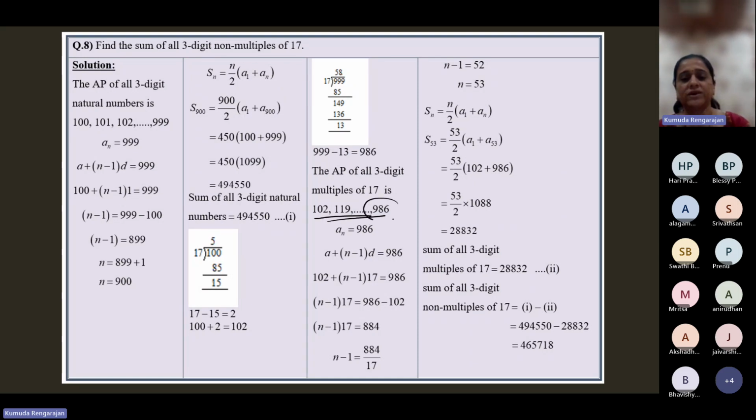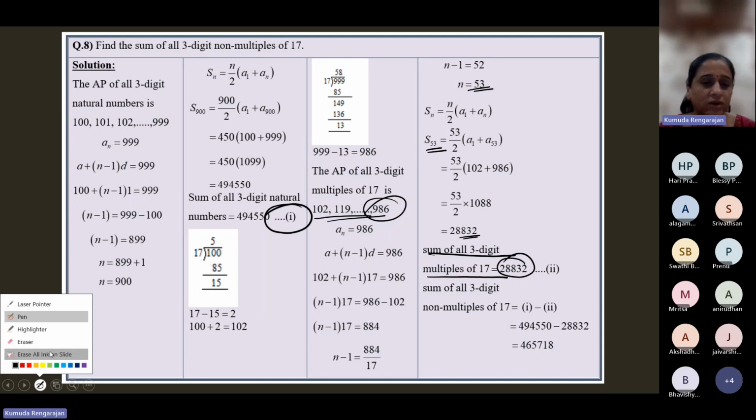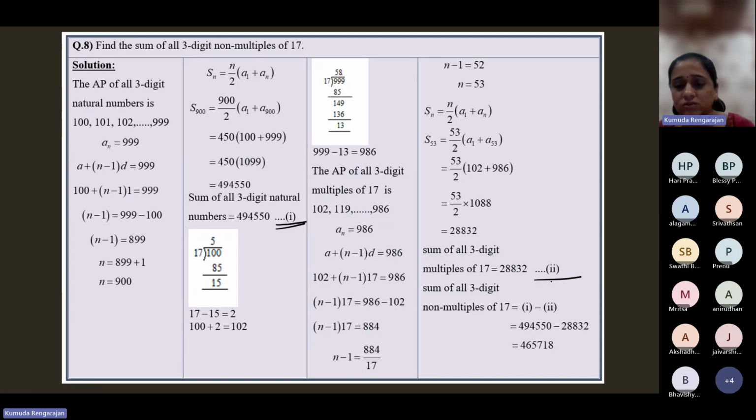Now find the sum. Find n using an equal to 986. N is 53. Now find S53, which is 28,832. So the sum of all 3-digit multiples of 17 is this one. I've called the first sum 1 and this one sum 2. So the sum of all 3-digit non-multiples of 17 is equal to sum 1 minus sum 2, so it's 4,65,780.